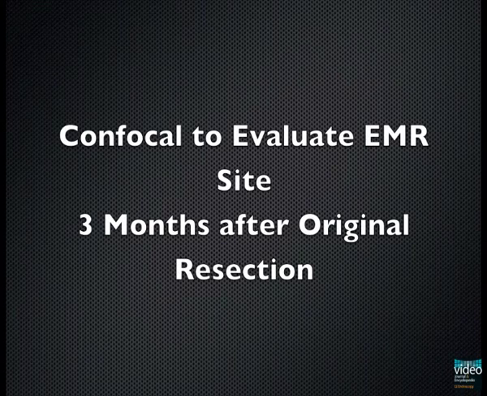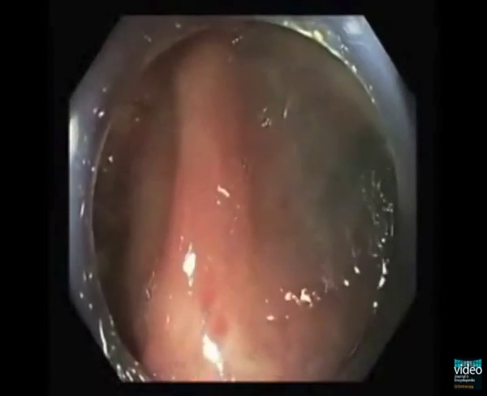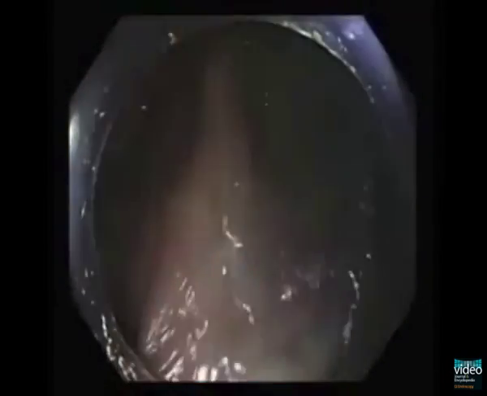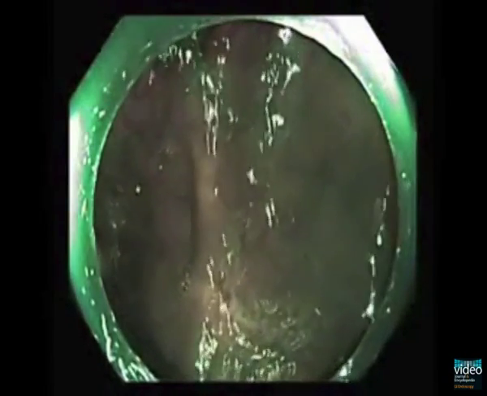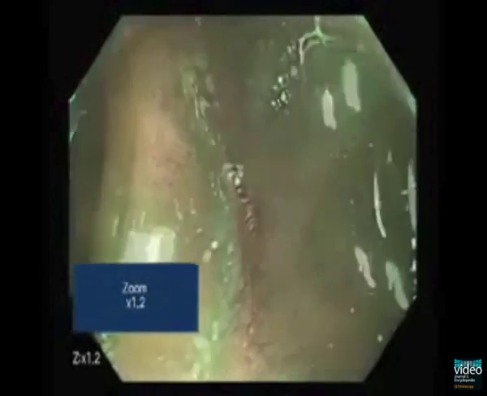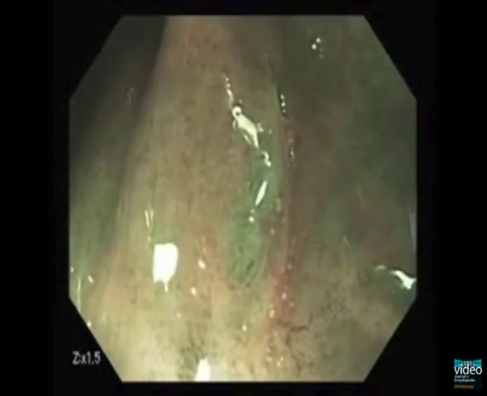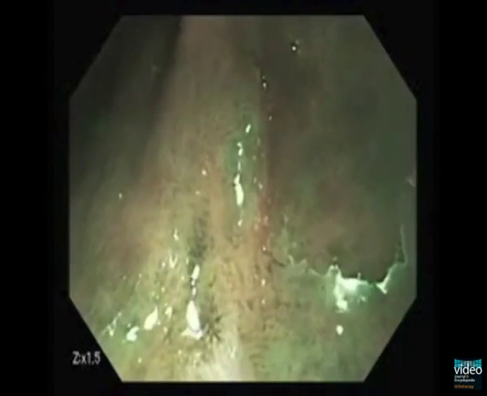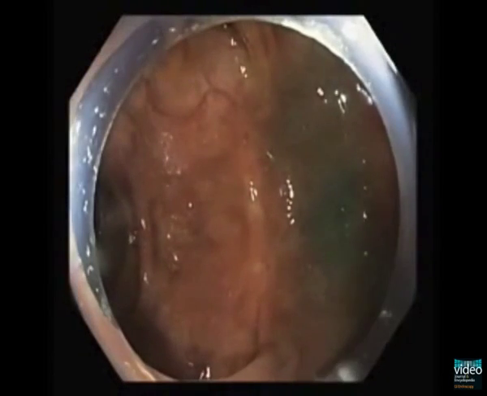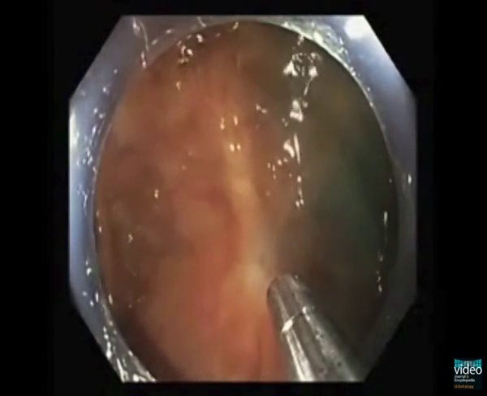We now move on to the use of confocal to evaluate EMR sites. You can see here a scar from a previously resected large flat polyp. There's an adjacent tattoo mark to confirm the location. The scar itself appears bland and white, but just above the scar there's a slightly raised area concerning for some residual adenoma. On narrowband imaging, there's slight irregularity to the mucosal pattern and villus pattern. However, these were not definitive for residual adenoma.